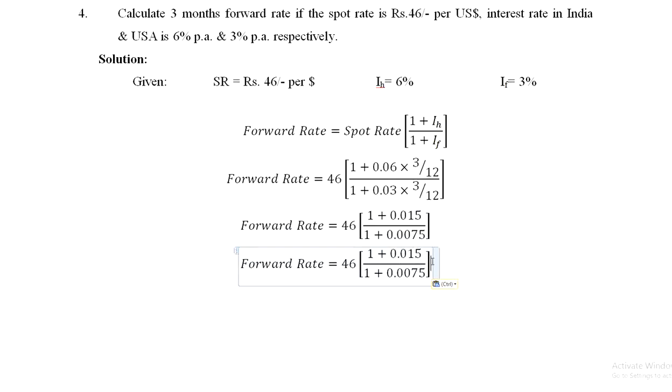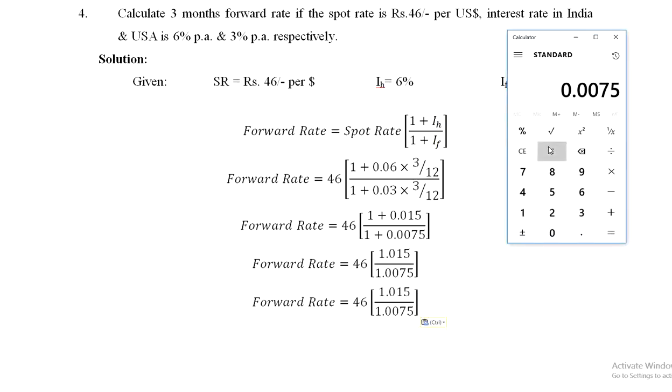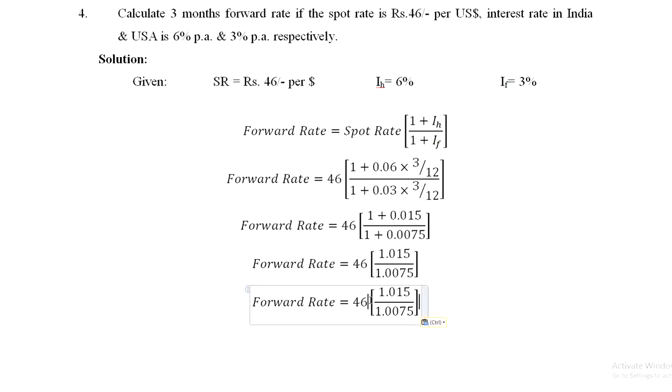Now 1 plus 0.015, if you add this, it is going to be 1.015. 1 plus 0.0075 is 1.0075. Now the problem is as usual, you have to calculate it. So first thing you do is divide this: 1.015 divided by 1.0075, it is going to be 1.007. The value is 1.007, right?